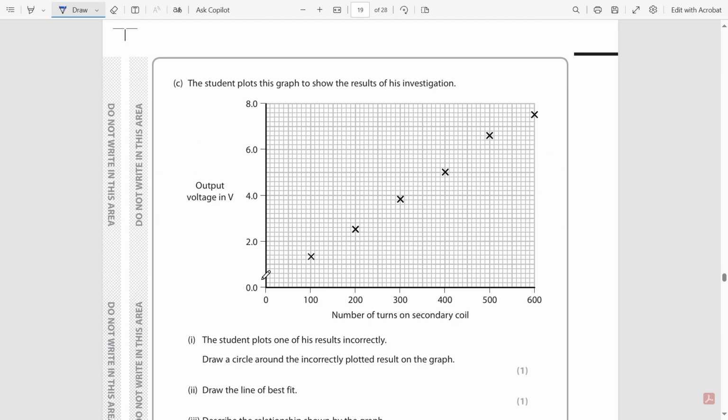Draw a line of best fit. It's supposed to be a line, guys. Oh gosh, how did I mess up that? Whatever, your line should be like this. Kind of like that, a bit straighter. Use a ruler, guys. I can't use a ruler.